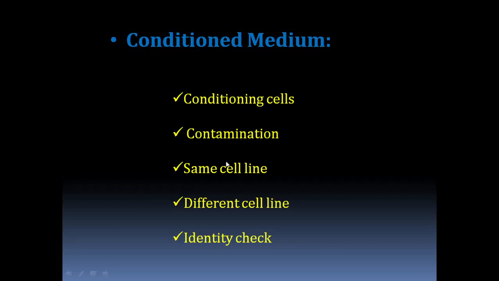So this conditioning cell can be of the same cell type as the one I'm going to use for cloning, as in the conditioning cell will be the same as our cloning cell, or it can be a different cell. Using the same cell will not be a great chance of adding contamination.